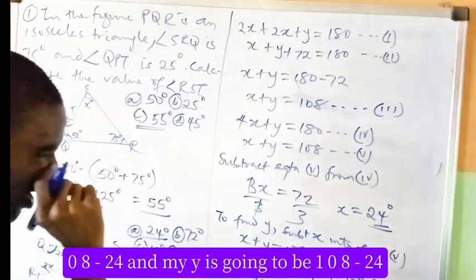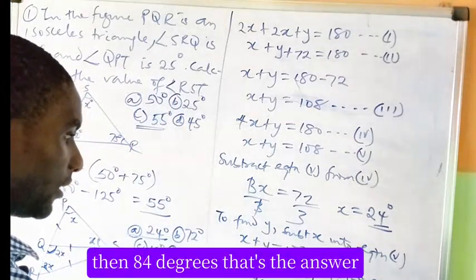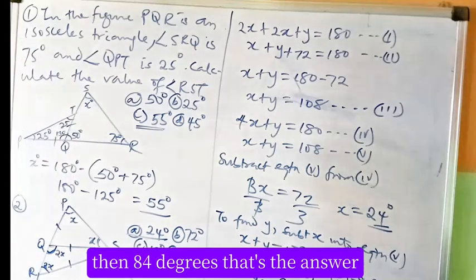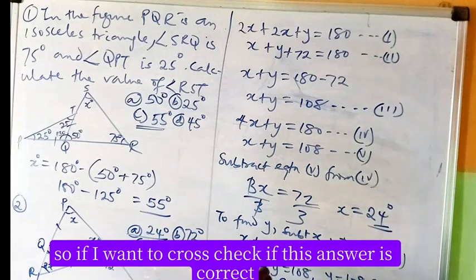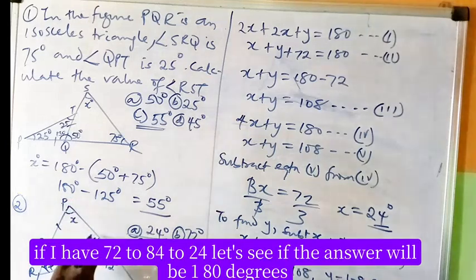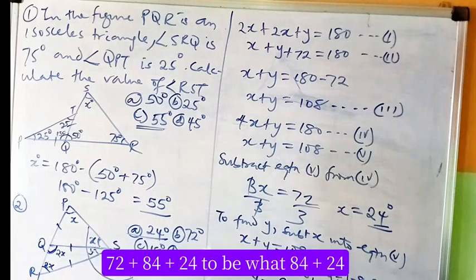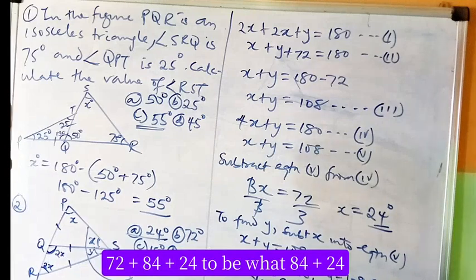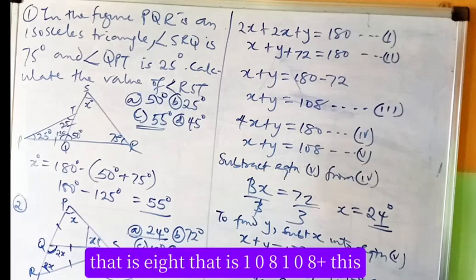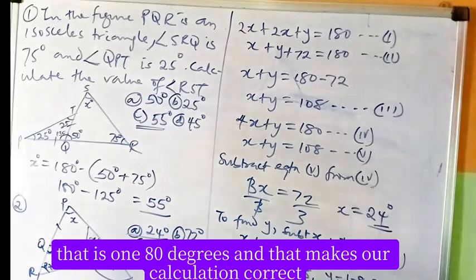Y is going to be 108 minus 24. That would be 84 degrees. That's the answer. So my y is 84 degrees. If I want to cross-check if this answer is correct, if I add 72, 84 and 24, let's see if the answer will be 180 degrees, because this is our angle on a straight line, which is meant to be 180 degrees. 72 plus 84 plus 24: 84 plus 24 is 108. 108 plus 72 is 180 degrees. And that makes our calculation correct.